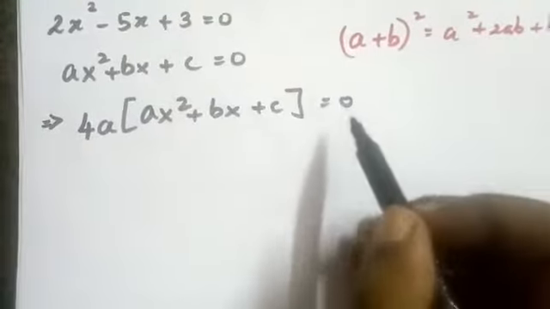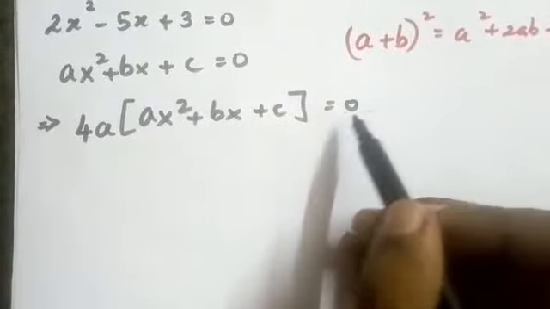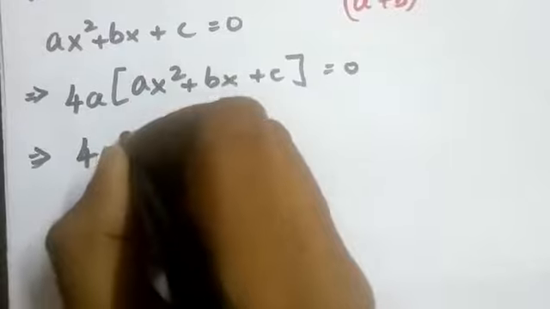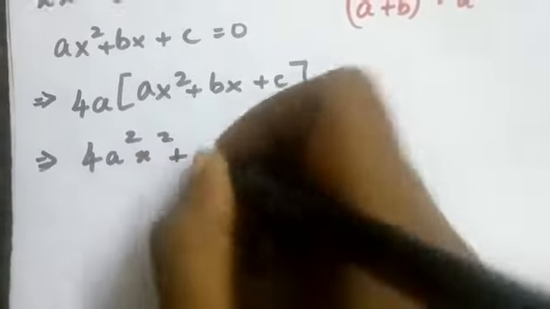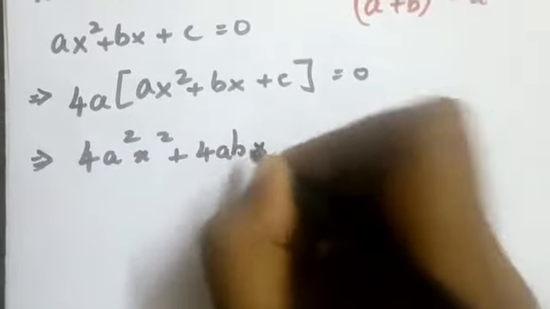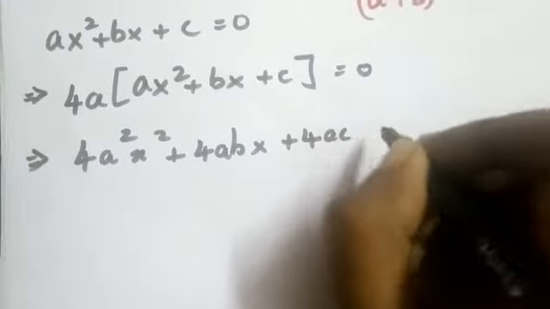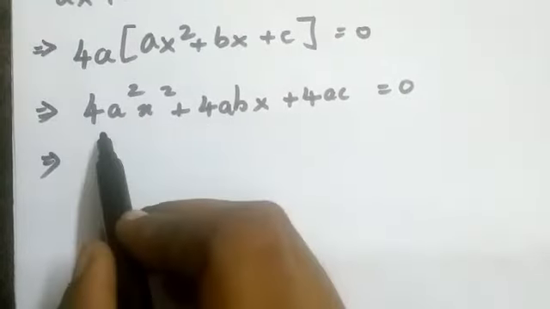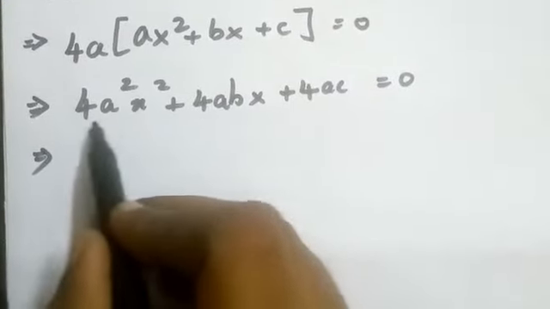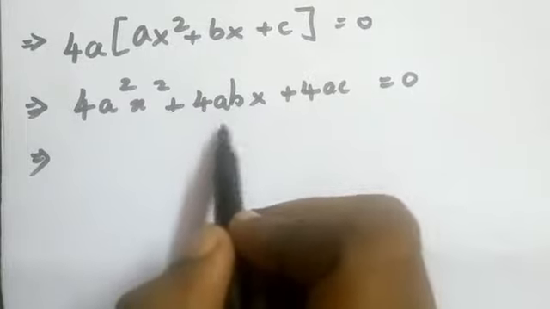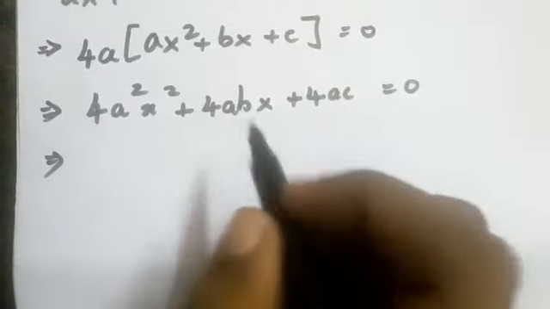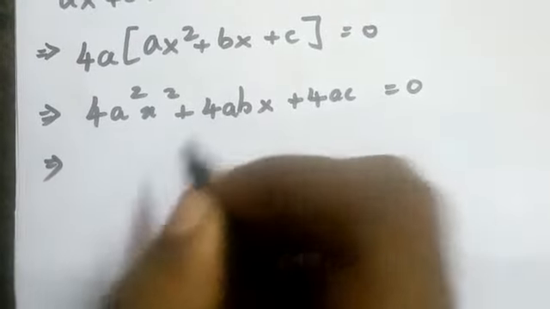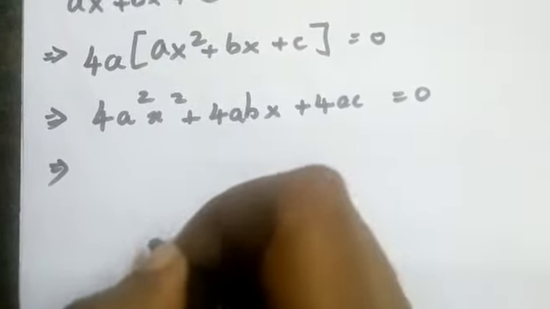on both the sides. So 4a into 0 is obviously 0, so I have directly written 0. Opening the brackets, it should be 4a square x square plus 4abx plus 4ac is equal to 0. As you can see, this is in the form of a square and 2ab, but we need a b square. For that, we are going to add and subtract b square. If you add and subtract b square at the same time, it equates to 0, so there is no change in the whole equation.